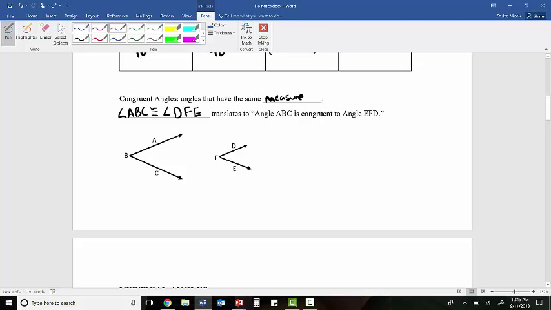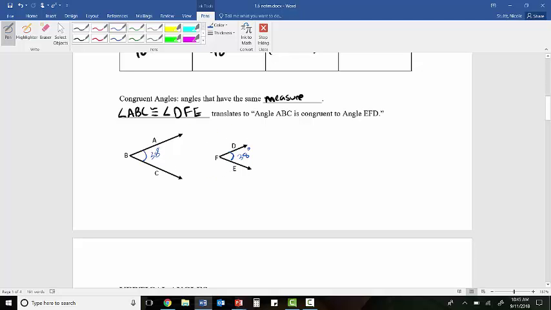Congruent, we learned, means same measure, same size. So the way we're going to write that in math is we're going to write angle ABC, that's this angle here, is congruent to angle DFE, and that's right here. So that means that even though they're not physically the same size lines, the amount of rotation is still the same. So this looks like it's about maybe 38 degrees, and this is about 38 degrees.